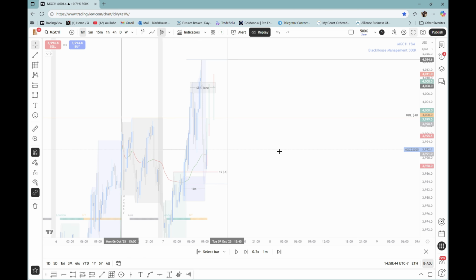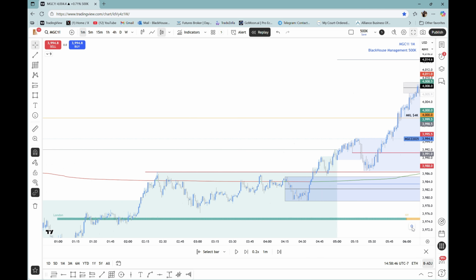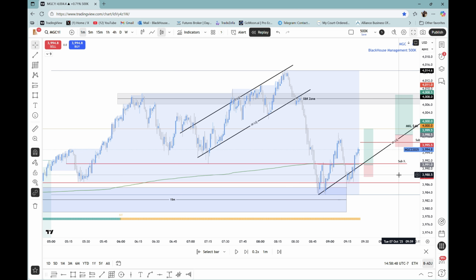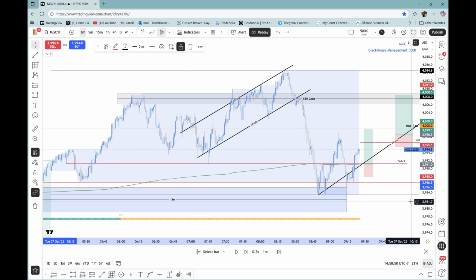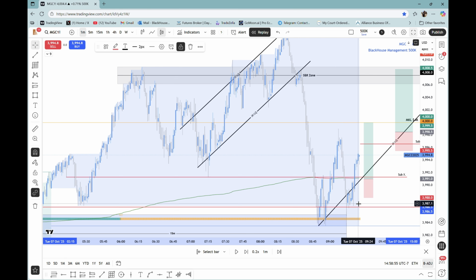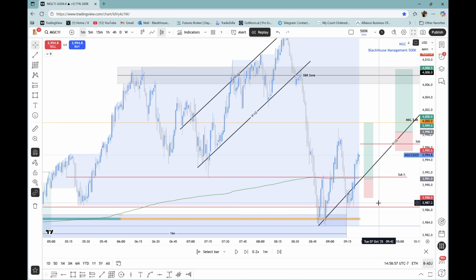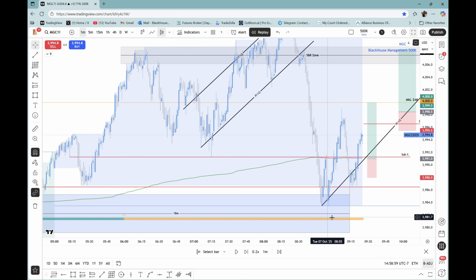So let's jump back down to the 1 minute. On the 1 minute time frame, we came into this 15-minute sub X level, which is 86.5. We retested that, and buyers defended it properly. Once again, we're coming off this 15-minute demand zone. So these are two stacked confluences that we have in favor of buyers. We push the market higher.